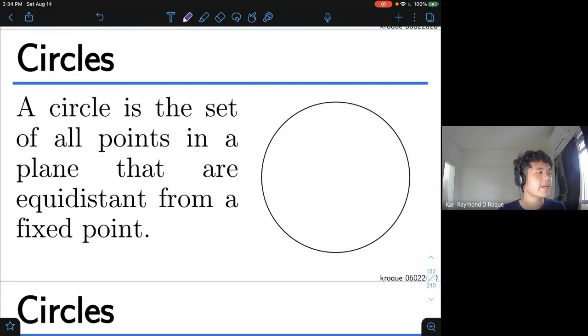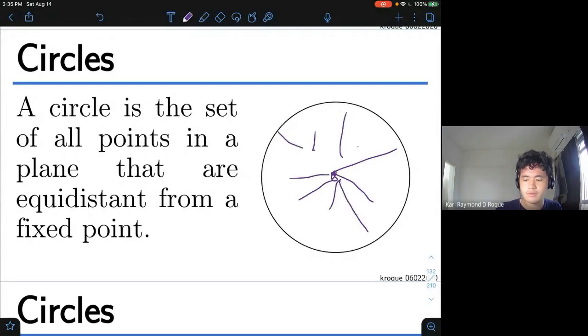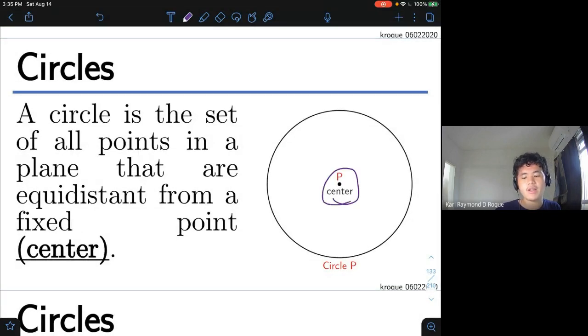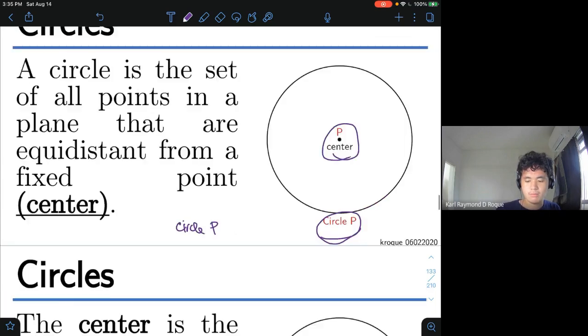Okay, so circle is the set of all points in a plane that are equidistant from a fixed point. Ayan. And yung fixed point na yun, ang tawag ay center. How do you name a circle? It's according to the center. So, circle P.